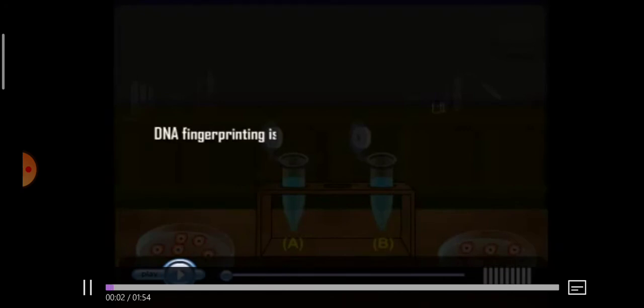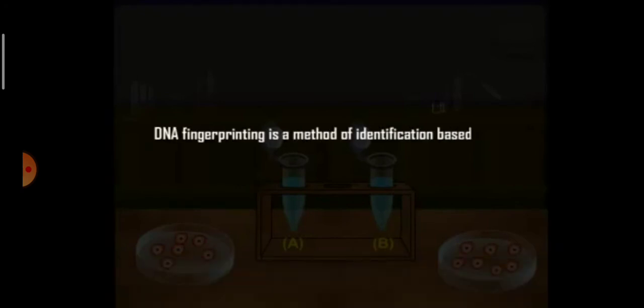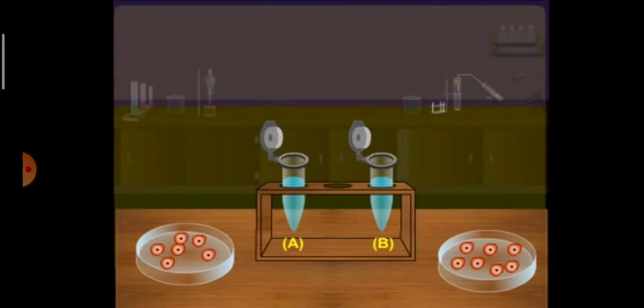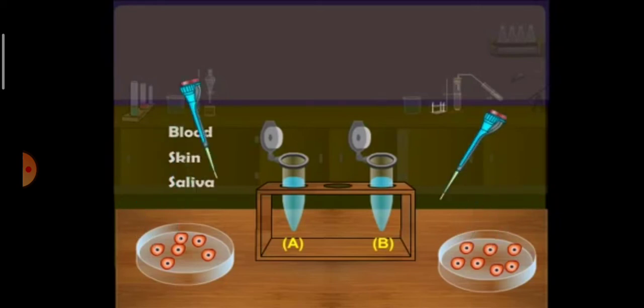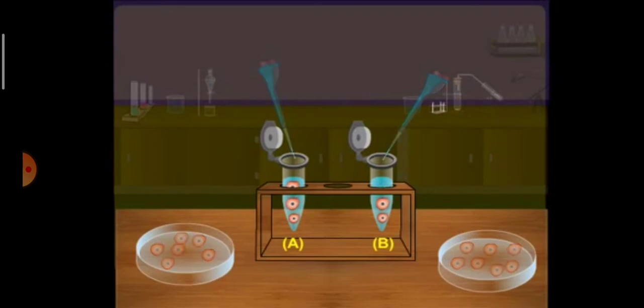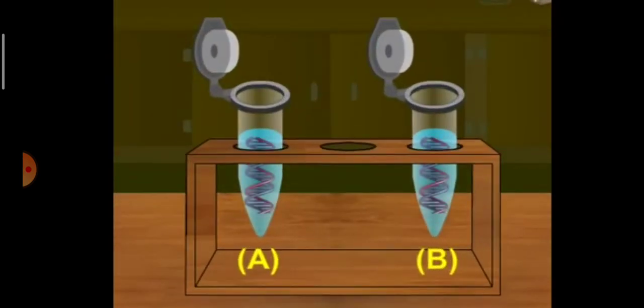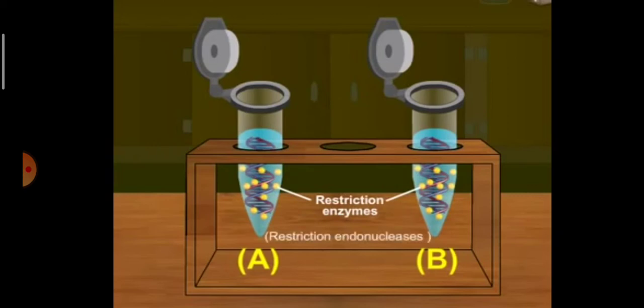DNA fingerprinting is a method of identification based on an individual's DNA. Now let us understand the process in detail. In the process of DNA fingerprinting, tissues such as blood, skin, saliva of two different individuals are taken, from which the DNA is isolated. This isolated DNA is then cut into small fragments with the help of restriction enzymes like restriction endonucleases, which generate various DNA fragments of different sizes.